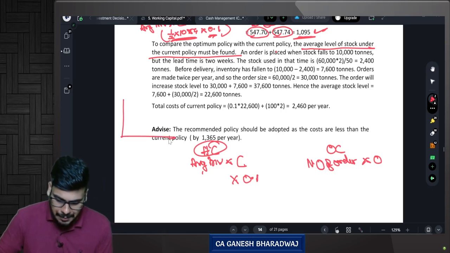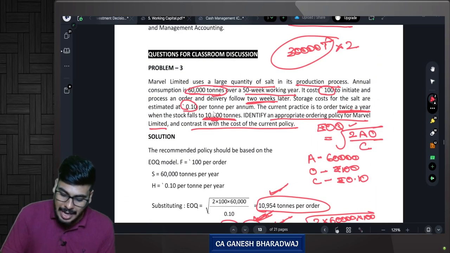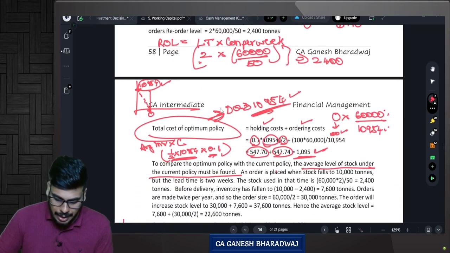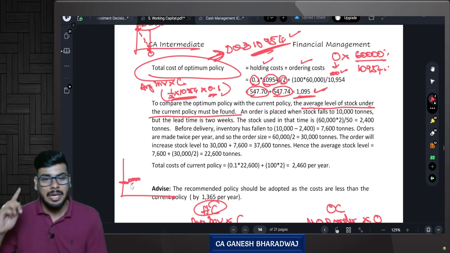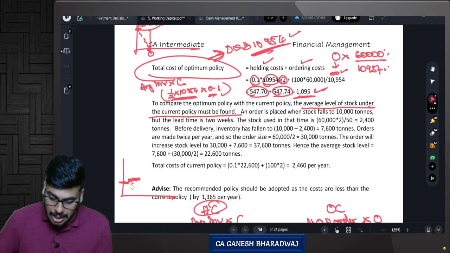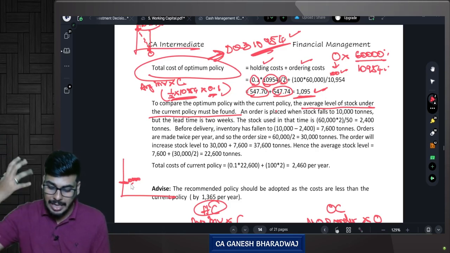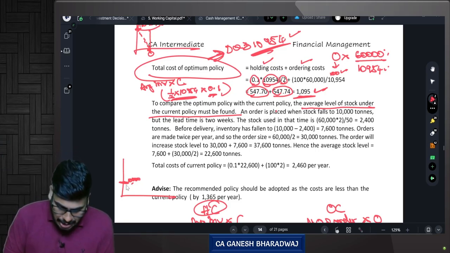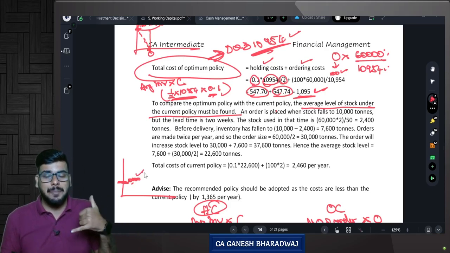Now what they are saying is, look at this. I will place an order every time my stock reaches 10,000 tons. Correct? Right? Yes or no? Now it takes 2 weeks for the person to deliver it. So I will pick up the phone and call, and the moment my stock balance is 10,000, I will make the call.